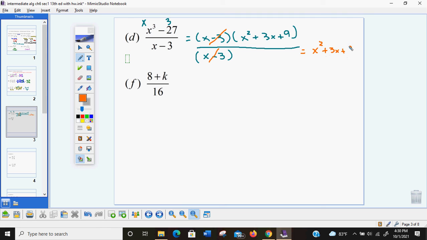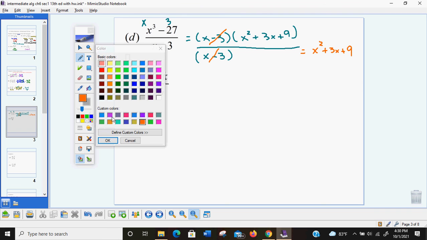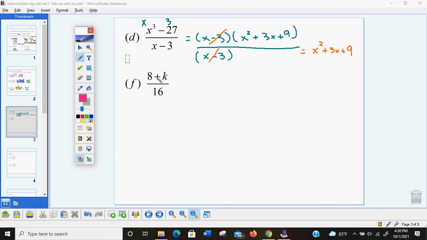Let's look at this last one. Now this one's a little interesting. I can't take anything out of the top. I can't do anything. I look at the bottom. I can't do anything to that. There's no squares. What they want you to do is to mark this 8 out and reduce the 8 over 16. But you cannot because that 8 is tied to that k. It's 8 plus k. So this one was already in lowest terms. There's nothing else I can do to it. That would be the final answer.